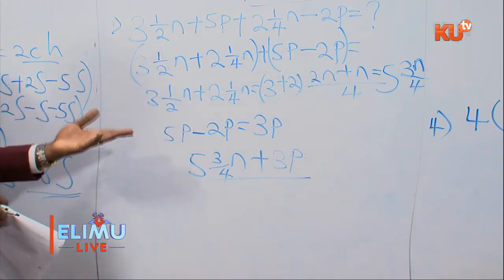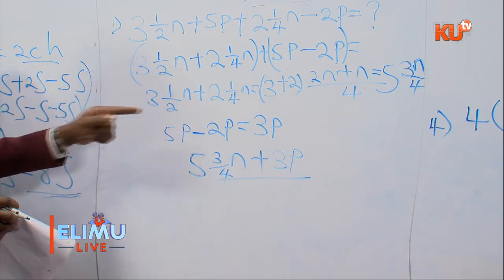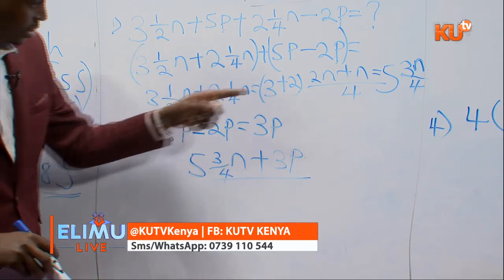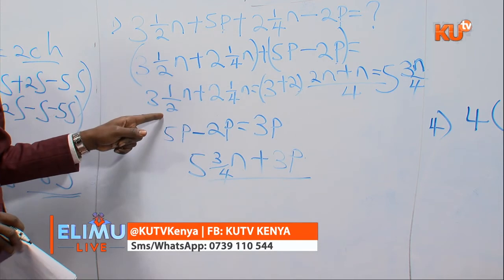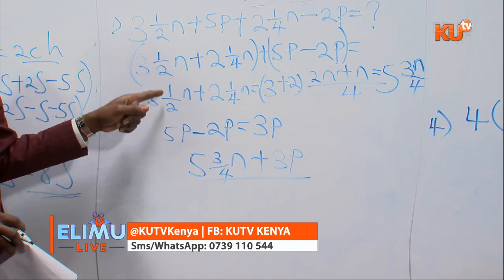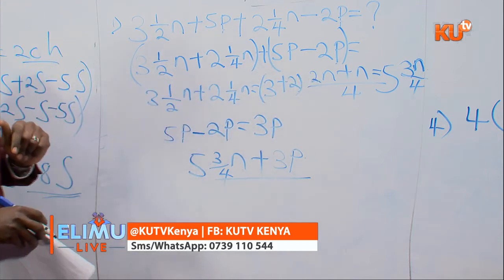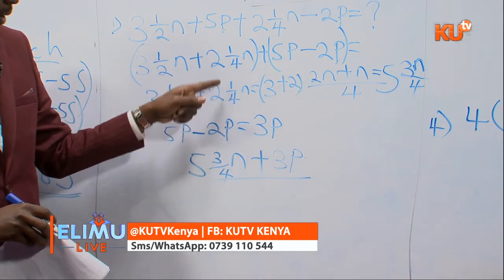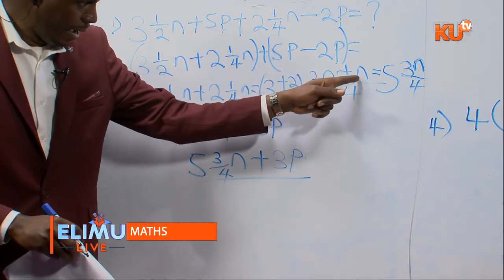I got the next step. I got the LCM of 2 and 4. The LCM of 2 and 4 is 4. 4 divided by 2, I got 2. 2 multiplied by 1, I got 2n. The next step, I took 4 divided by 4, I got 1. 1 multiplied by 1, I got 1. 1 is the same as n.